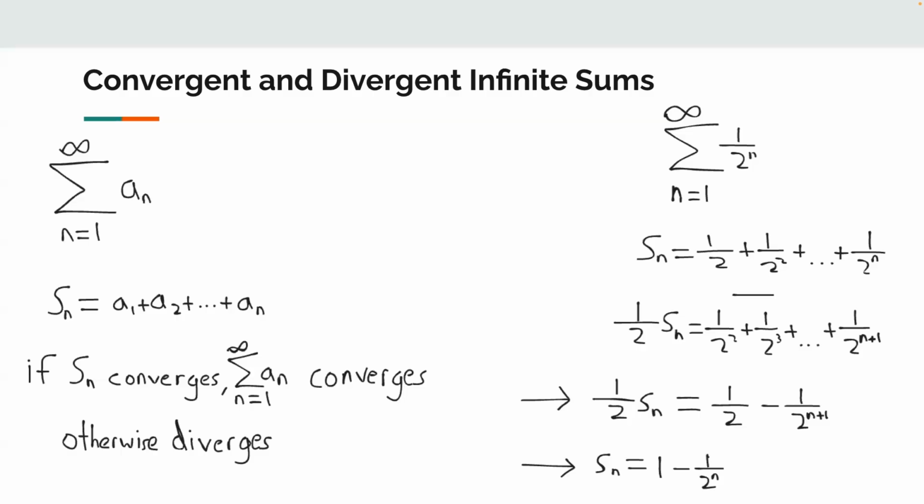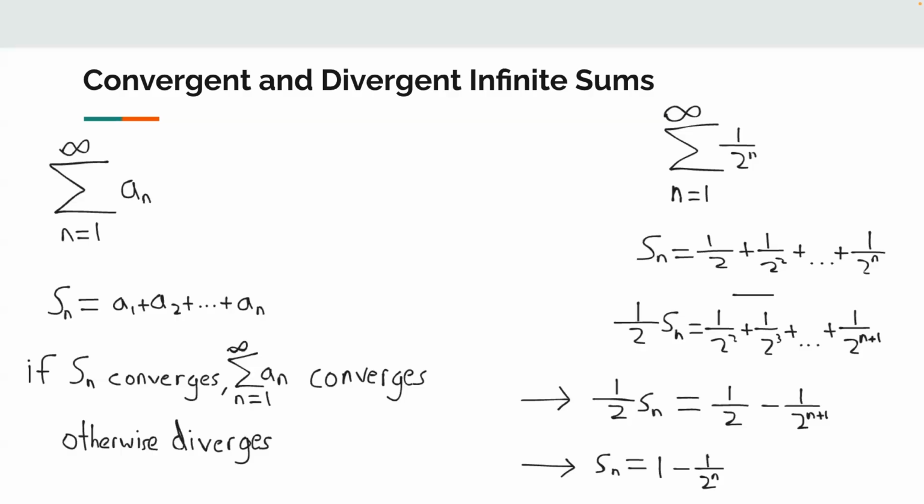And now, what if we just subtract both of them? So we subtract S_n minus 1/2 S_n, and on the other side we subtract the top sum, 1/2 plus 1/2 squared all the way to 1/2 to the n, minus 1/2 squared plus 1/2 cubed all the way to 1/2 to the n plus 1. Then what do we end up with? We end up with 1/2 S_n, and that's equal to, since everything in the middle will cancel, the only thing that will not cancel is 1/2 minus 1/2 to the n plus 1.